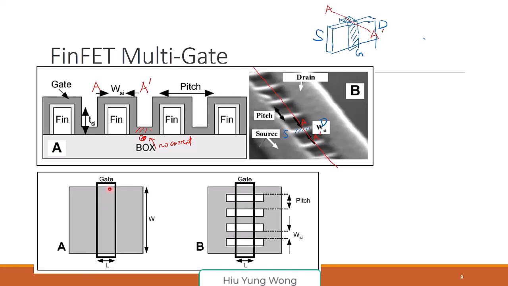So here shows a typical, let's say this is a bulk MOSFET, right? And then this is the fin, right? So what I'm drawing here, do you see this is the pitch? Here is where you conduct the current. So this is A, this is A dash. The current is going from here.